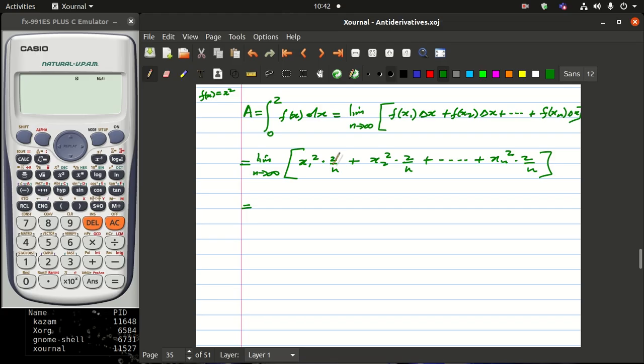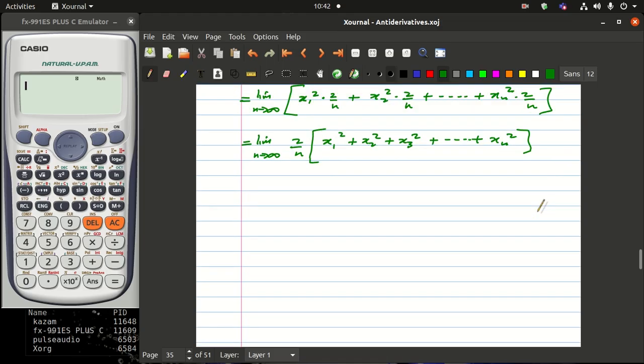You can take this thing out, and then you will have the limit as n approaches infinity. And then outside I will have 2 over n, and then inside I will have x1 squared, and then plus x2 squared plus x3 squared plus blah blah blah up until you arrive at xn squared. You can see how easy this thing is.